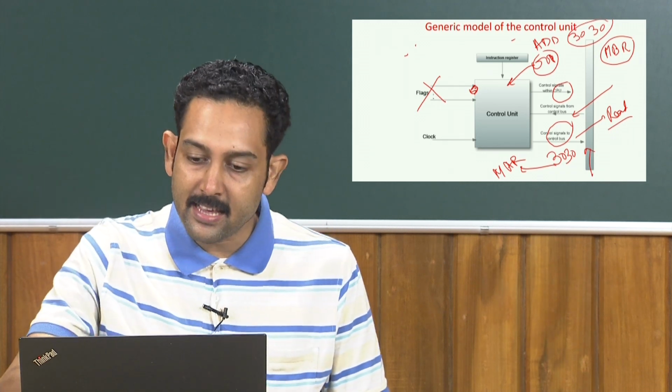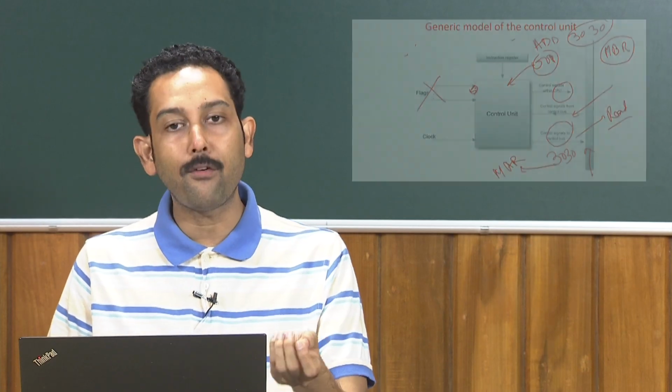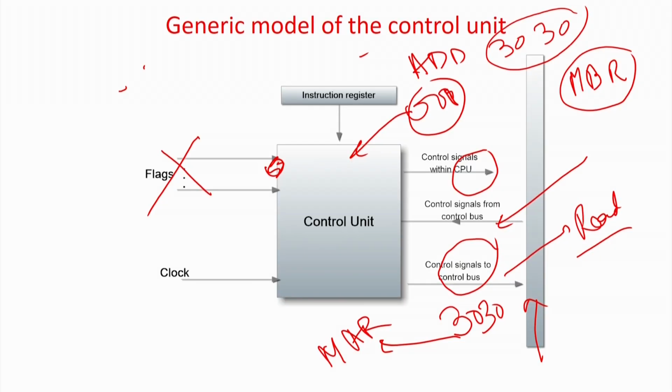So, basically in this case you can see there are some signals which are for the internal use of the CPU, and there are some signals, for example for memory or IO, which are for external use. For such external use we are using the control bus, and for internal use there is an internal bus of the CPU, like register transfer, configuring the arithmetic logic unit, etc. So, that is basically the generic model of a control unit.